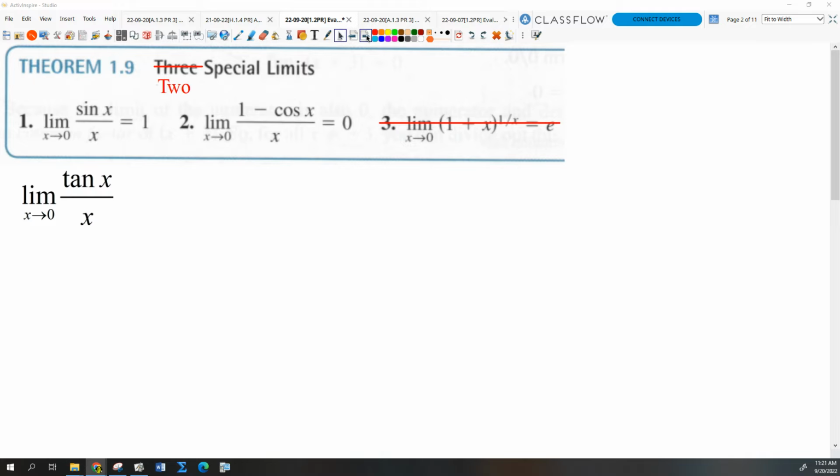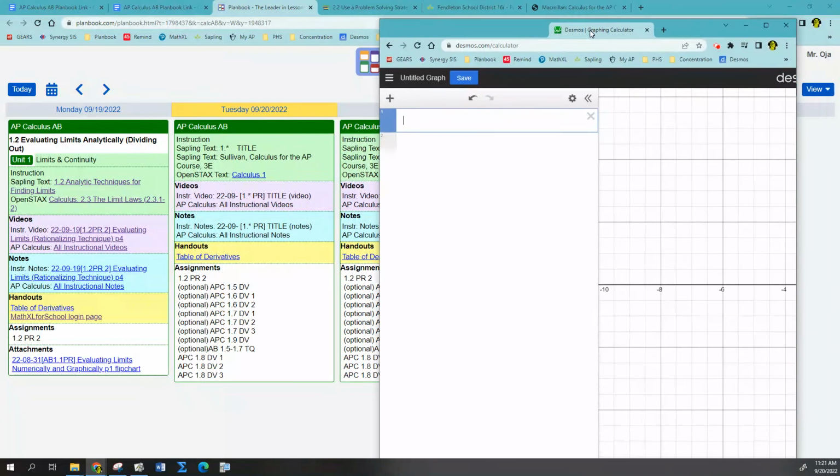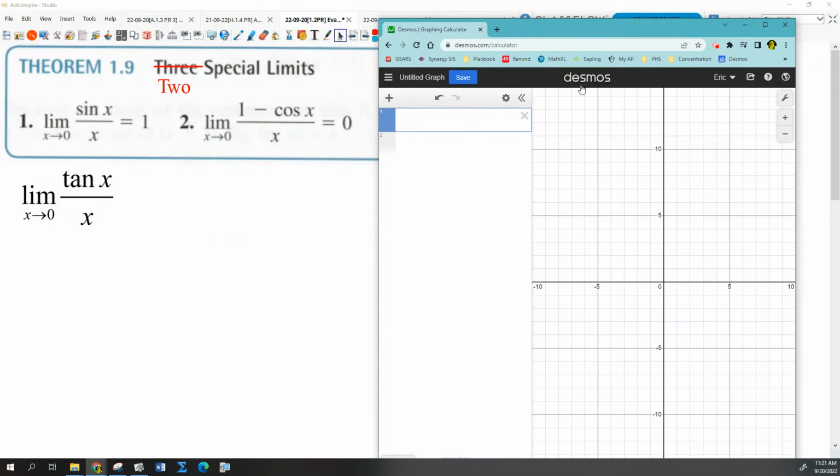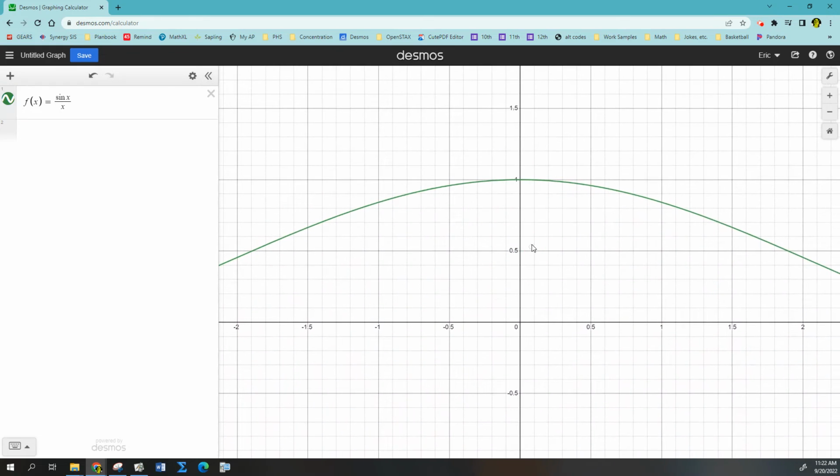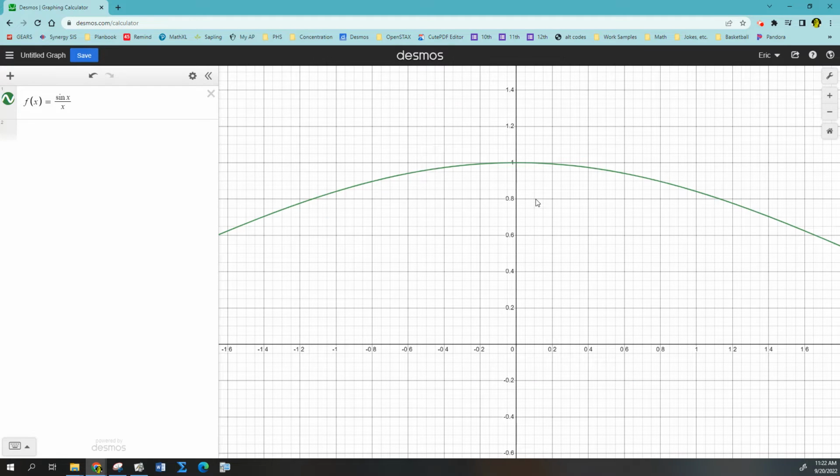We could show it graphically. I mean, actually, let's do that real quick. If I pull up the function f of x equals sine x divided by x, and if I focus in close to x equals 0, well, pretty clearly, what value is that function approaching? It's approaching 1, isn't it?